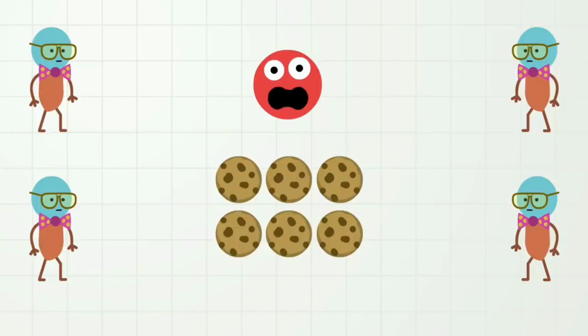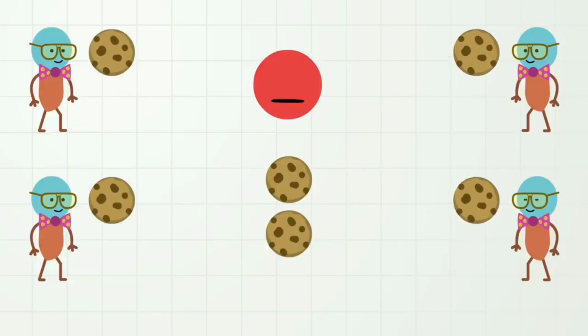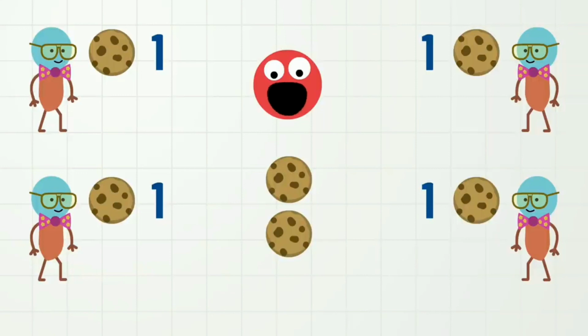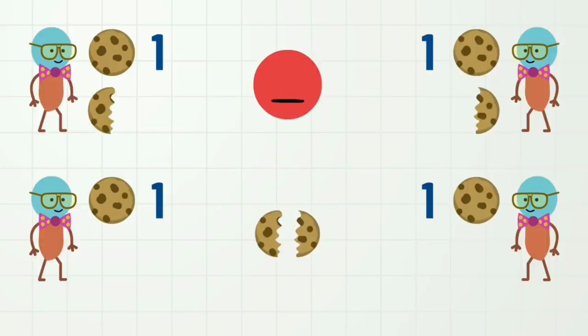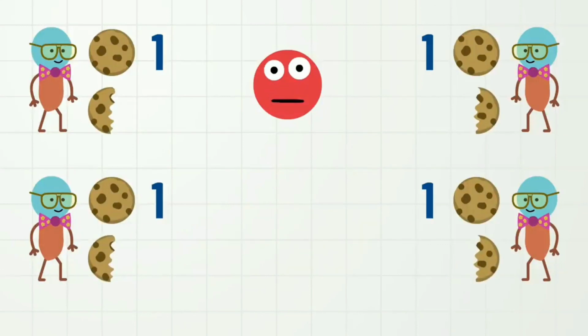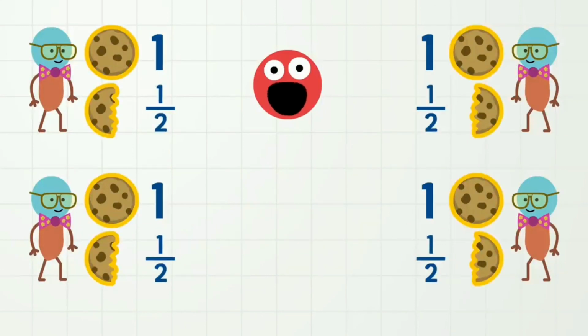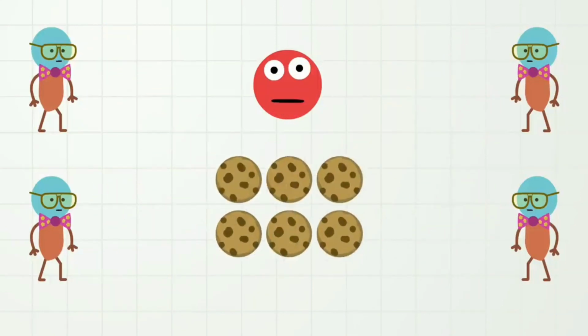Let's try and share them. Now each Kevin has 1 cookie, but there are 2 cookies left. How can we share them fairly? It looks like we're going to have to make some fractions and break the cookies in half. Now each Kevin has 1 cookie and 1/2 of a cookie. 1 and 1/2 cookies each. Okay, come back, cookies.